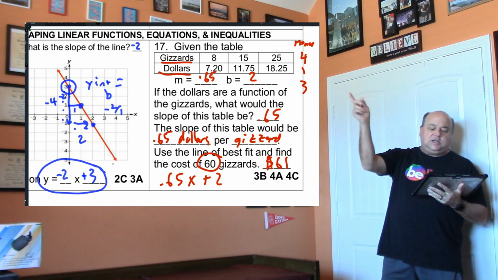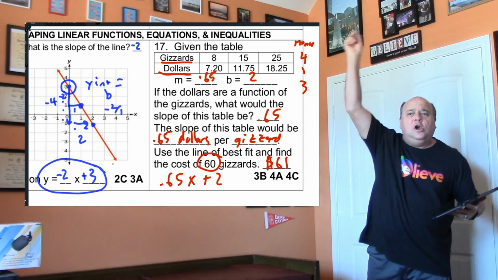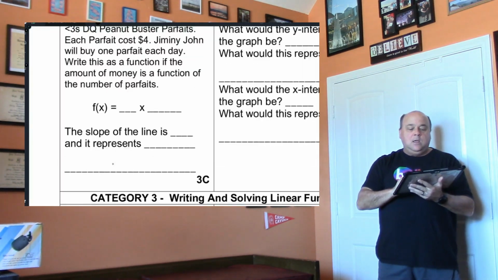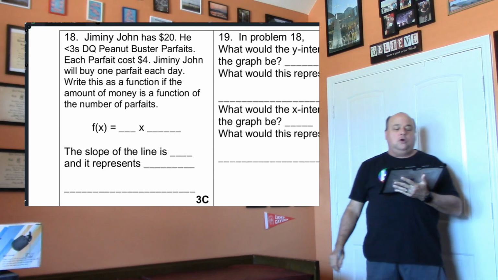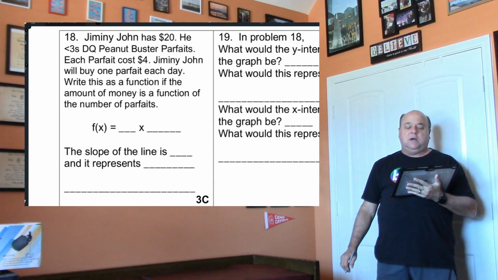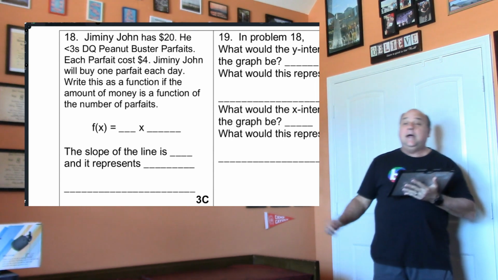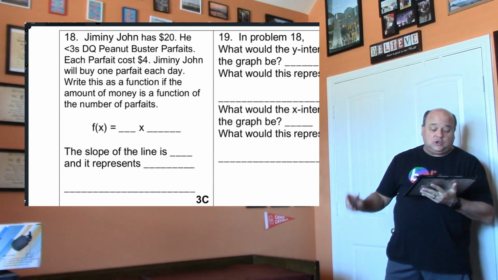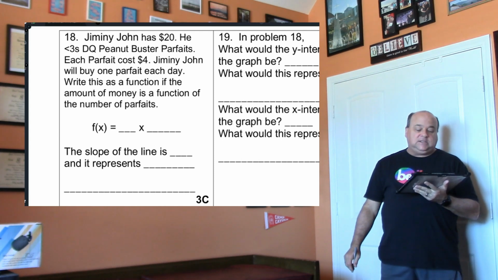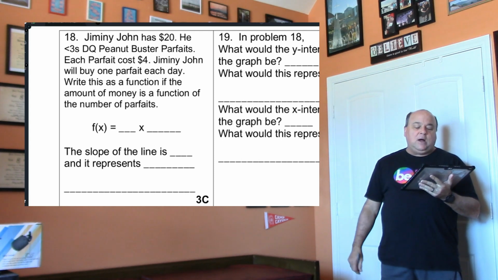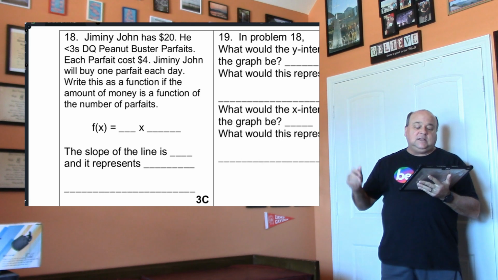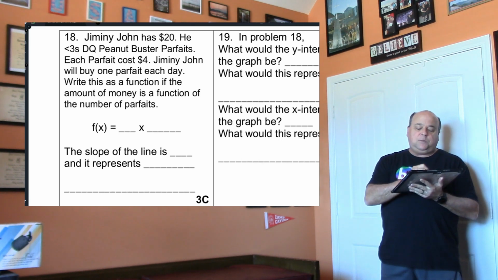Continuing on, turn the page. We're at number 18. Chimney John has $20. He loves DQ peanut butter parfaits. I love DQ peanut butter parfaits too. Each parfait costs $4. Chimney John will buy one parfait each day. Right, this is a function, okay? So he's spending $4 and he starts off with 20.